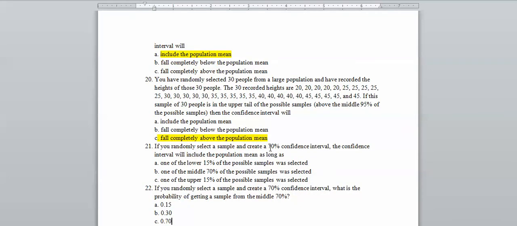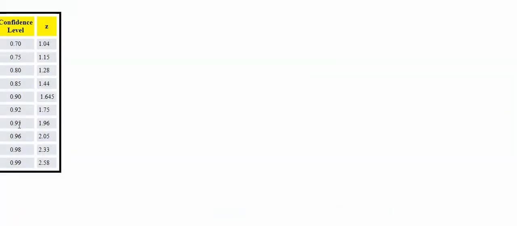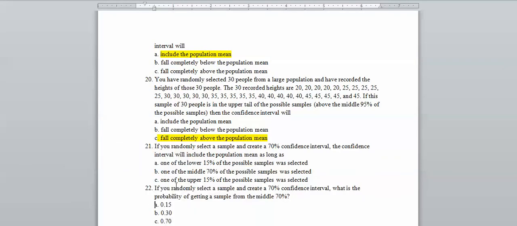What if you're creating a 70% confidence interval? For example, what if when I'm going to that z table right here, I don't use the 95% value like we did before. I use the 70% value, and I plug this in as my z-score. What's going to happen is by using this z-score, I'm going to end up creating a 70% confidence interval. And if you're creating a 70% confidence interval, then your sample still has to come from the middle area.